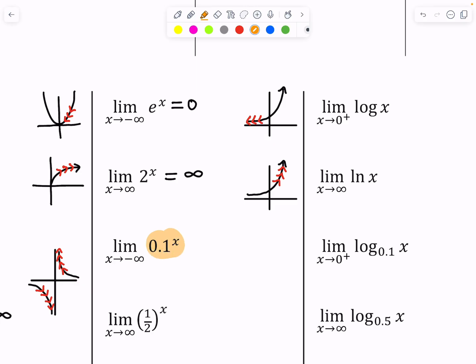Now this next case, we're working with 0.1 to the x. That's going to be a decaying exponential or decreasing. And we're doing a limit as x goes to negative infinity. So if we go left forever, the outputs will increase up to positive infinity. And in this example, 1/2 to the x is also a decaying exponential, but we'll go right forever. And going right forever, the outputs get closer and closer to 0.